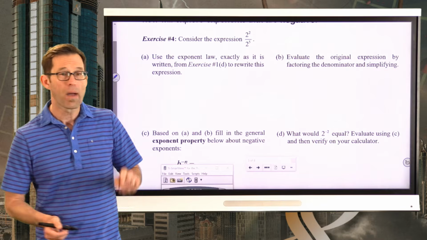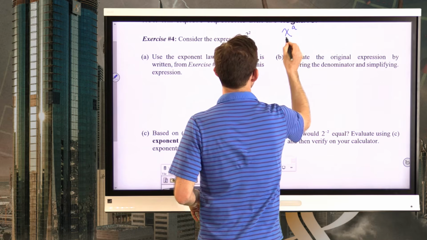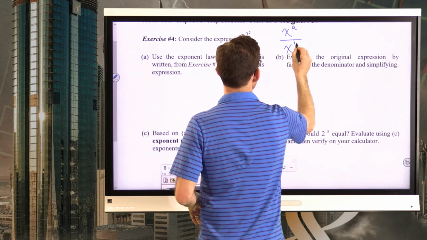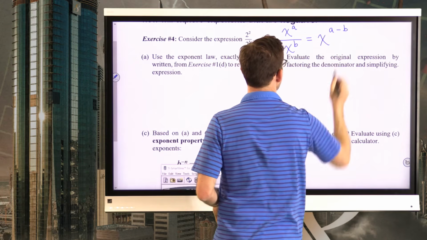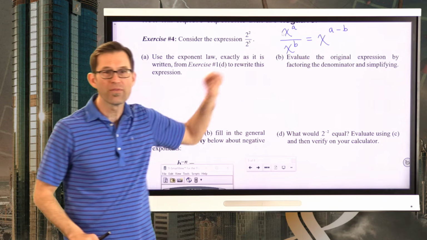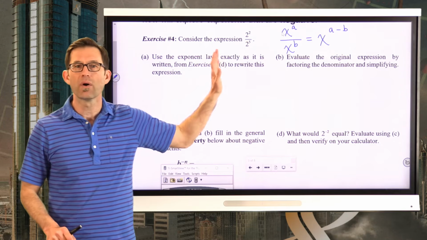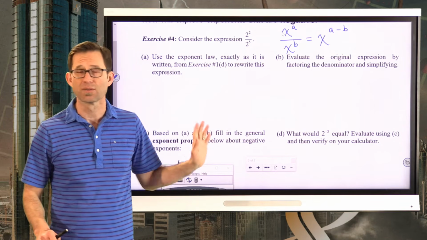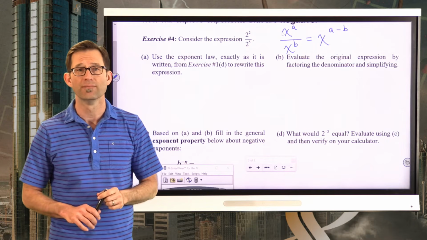Now remember that exponent law from 1D was if I had x to the a divided by x to the b, I get x to the a minus b. I get the power of the numerator minus the power of the denominator. So go ahead and use that for this and then just get 2 raised to something and leave it like that. Pause the video now.